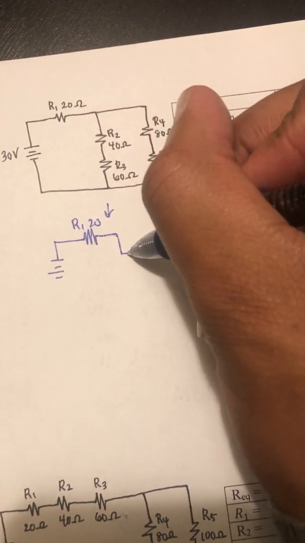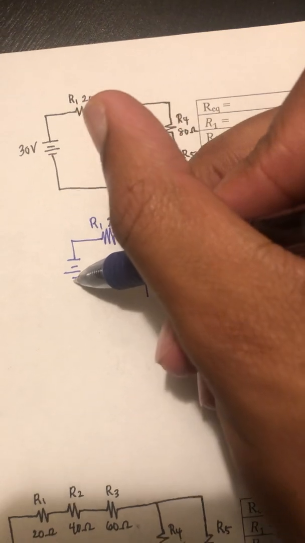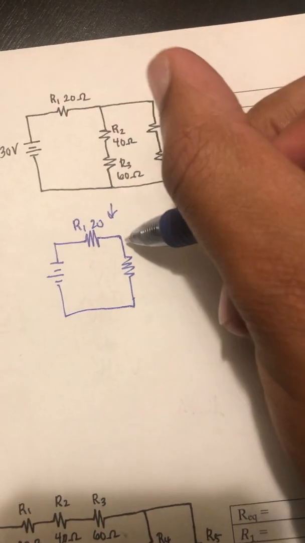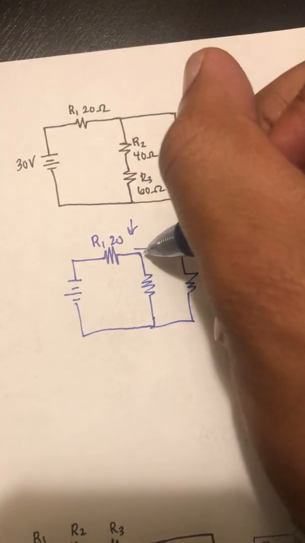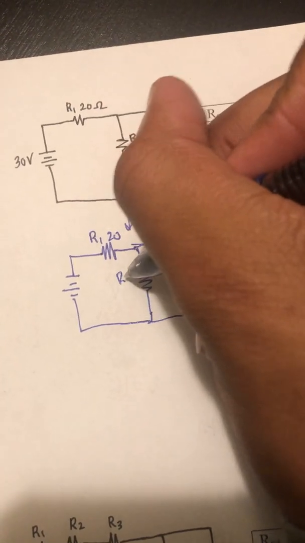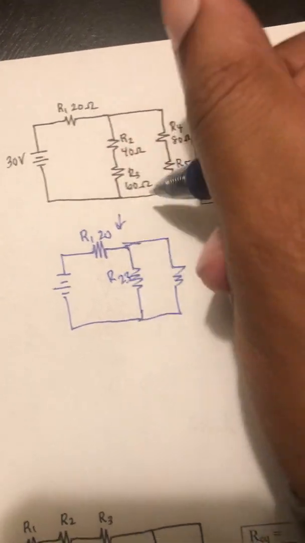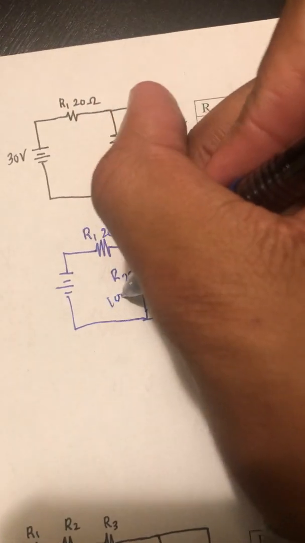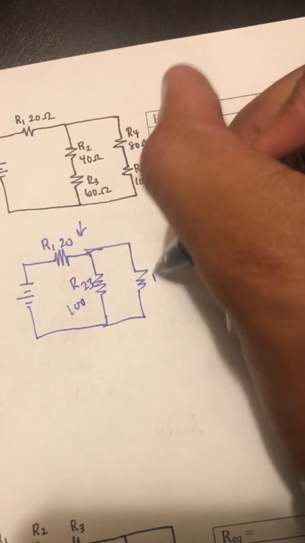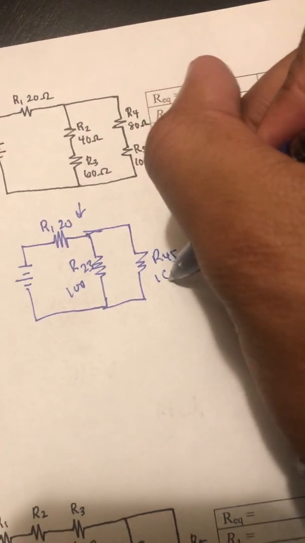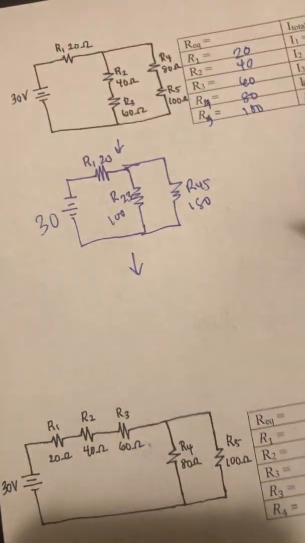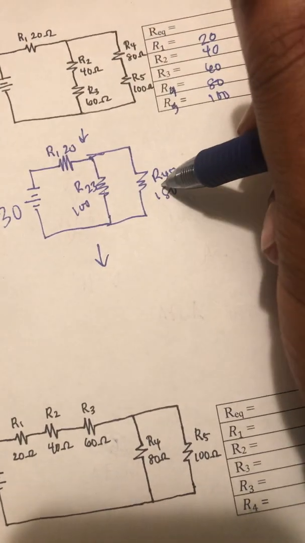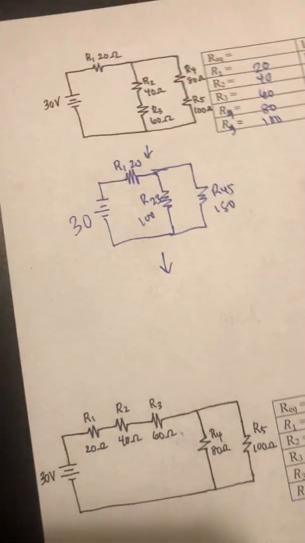Now we're going to combine 2 and 3. And we're going to combine 4 and 5. So R2, 3, 60 plus 40 is 100. Then R4, 5, 100 plus 80 is 180. And then this is 30 volts. I'm not done simplifying because I need one resistor. Next, if I look, R2, 3 and R4, 5 are in parallel. So let me simplify that parallel part.